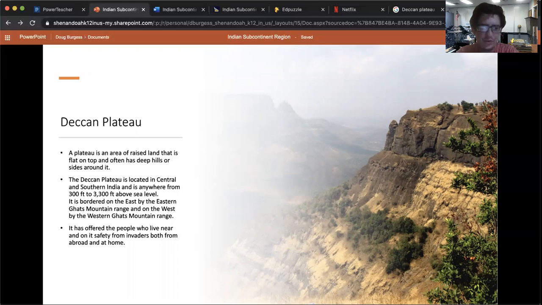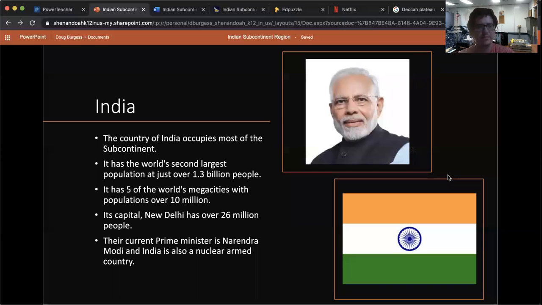and is anywhere from 300 feet to 3,300 feet above sea level at any given point. It's bordered on the east by the Eastern Ghats mountain range and on the west by the Western Ghats mountain range. So there are mountain ranges running down both sides of this plateau. And because of the physical geography, it has offered the people who live near or on this plateau safety from invaders, both from abroad and local invaders.